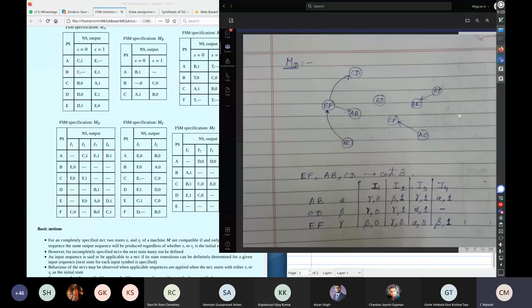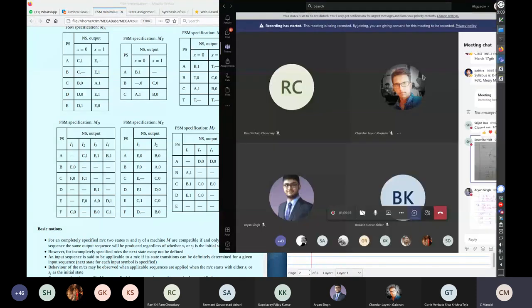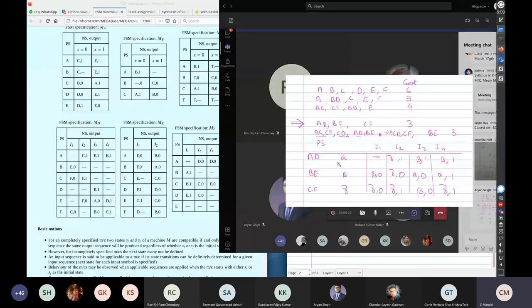Okay. So let us look at this one. This one is also disjoint, so it should work out similarly.